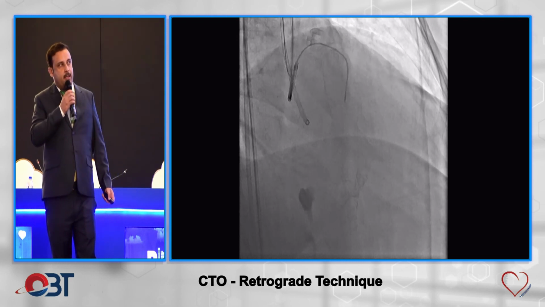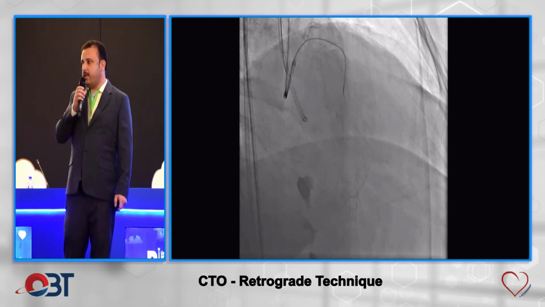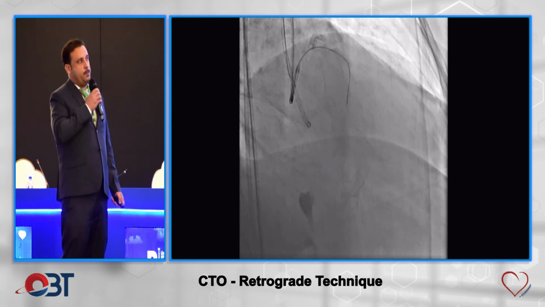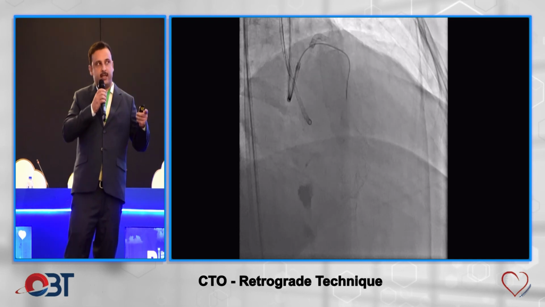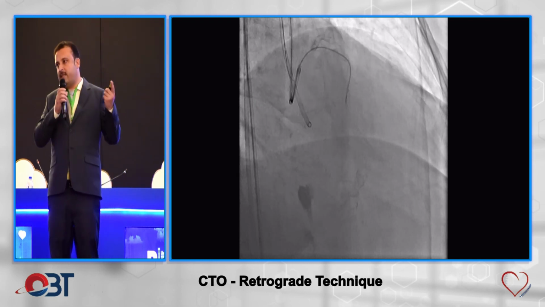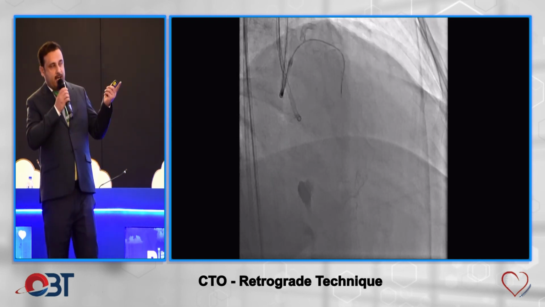So there are two ways in which we cross the septum. One is the contrast guided crossing and the other is non-contrast guided crossing. In the contrast guided crossing, it could be selective or non-selective. In the non-selective, we give contrast through a guiding catheter.